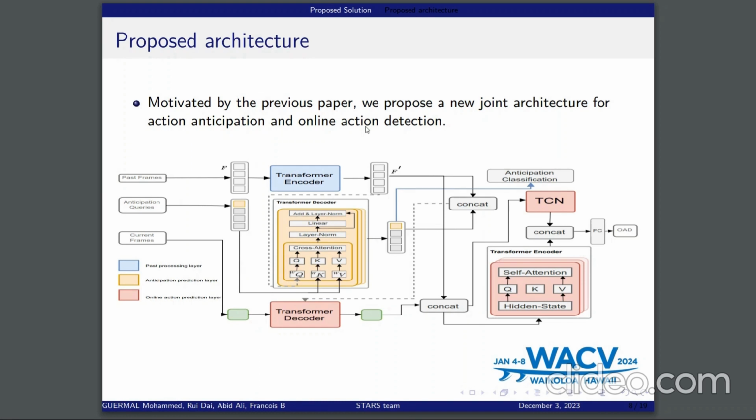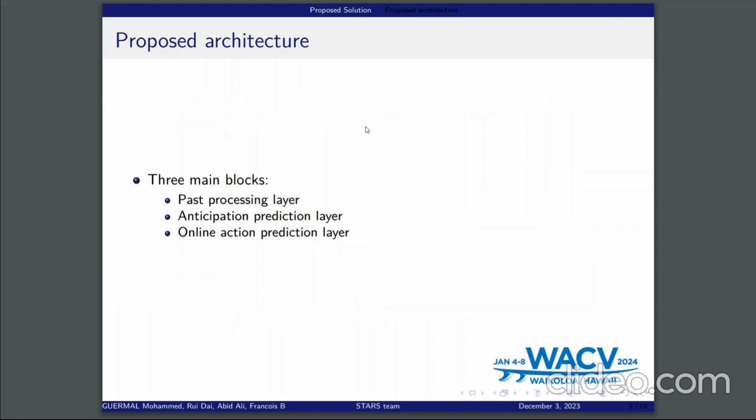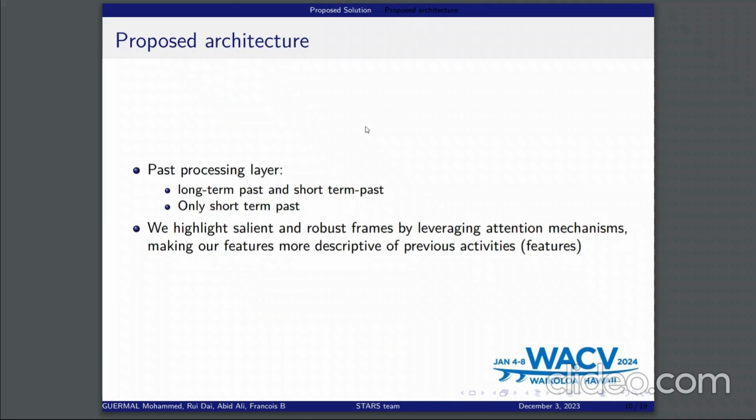The three main blocks of our work are a past processing layer, which is a transformer encoder, in blue, an anticipation prediction block in yellow, and finally the online prediction block, which is in red. We're going to give a more detailed introduction to each block in the following slides. First, the past processing layer, which consists of a transformer encoder. The input to this encoder is either long-term past and short-term past, or only the short-term past. Later on, we're going to present ablation studies on both past information, and we're going to see how they can improve or actually harm our predictions.